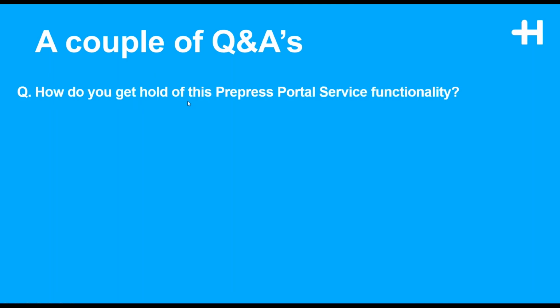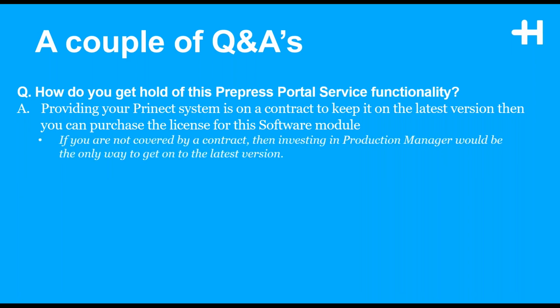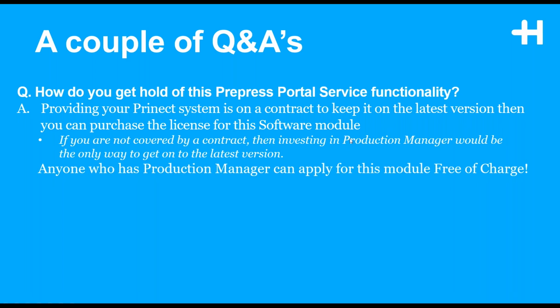Now, just to finish off, and before I invite you all to ask any questions, I've got a couple of questions and answers to start the ball rolling. Firstly, how do you get hold of this Prepress Portal Service functionality? Well, providing your Prinect system is on a contract to keep you on the latest version, then you can purchase the license for this software module. If you're not covered by a contract and you're not on the latest version of Prinect, then investing in our Production Manager subscription service would be the only way to get onto the latest version. And anyone that has Production Manager can apply for this module then free of charge.